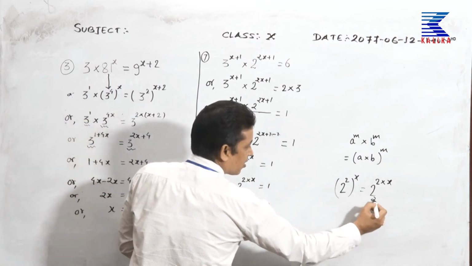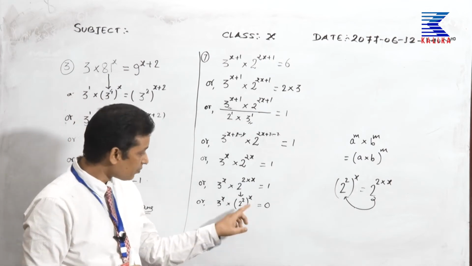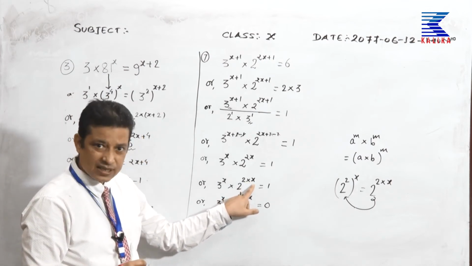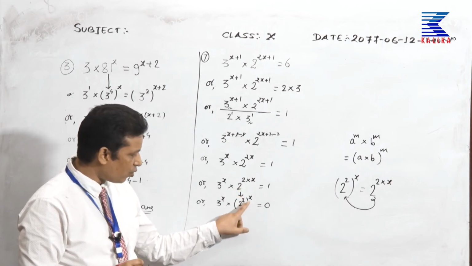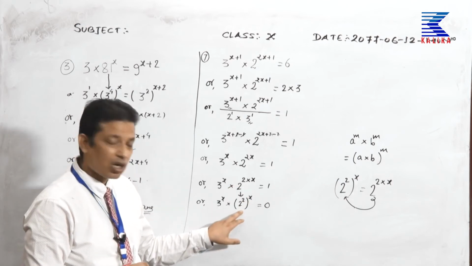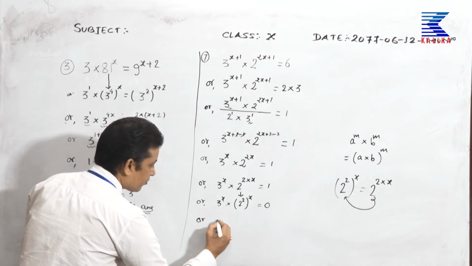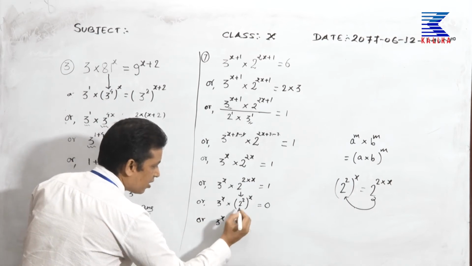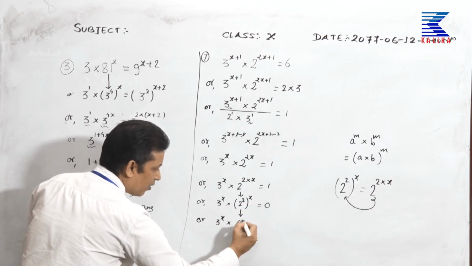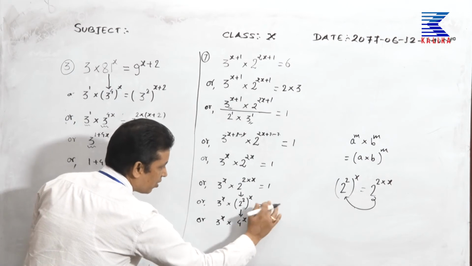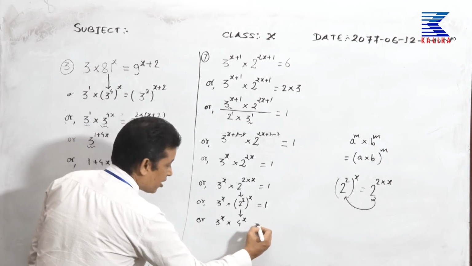What we have done here is we have just followed that step in reverse. 2 to the power 2 times x is here, and for that we have written 2 square in the bracket whole to the power x. Both the terms mean the same. After this, 3 to the power x times 2 square, which is 4, whole to the power x is equal to 1.